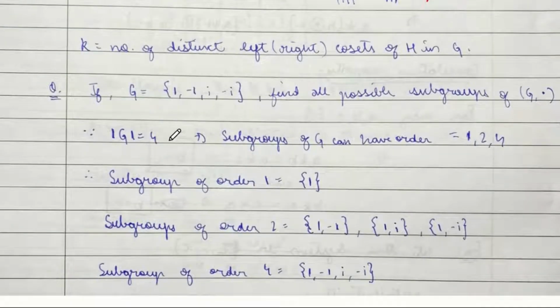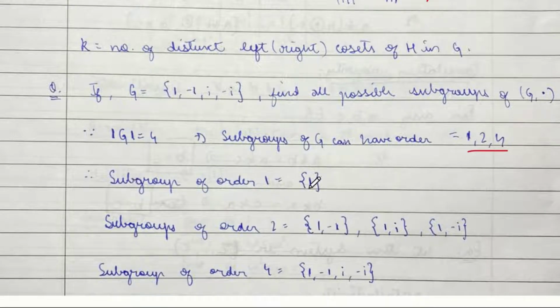So when we implement this in the question, this is the group that we're given, and we have to find all possible subgroups of G, dot. Dot is multiplication. So the order of G is 4. All the numbers that divide 4 are 1, 2, and 4. So these are all the orders of the subgroups that are possible.